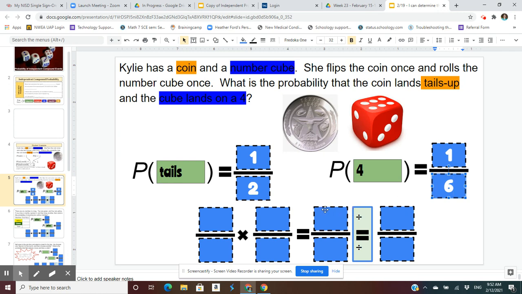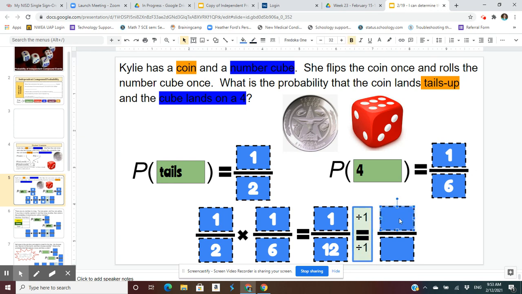Now that I know the probability of each event, I'm going to come down here and multiply those two events together. So now I'm multiplying 1 times 1, which is 1, and 2 times 6, which is 12. At this point, we would want to simplify. In this case, because we have a 1 up here in the numerator, and 1 only has a factor of itself, when I simplify, I'm only going to simplify by 1. And I end up still with 1/12.